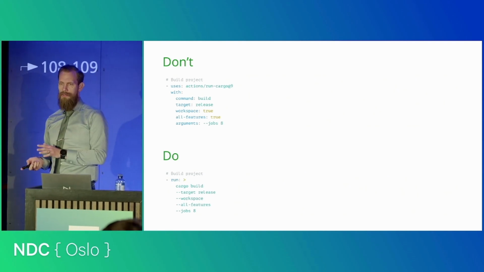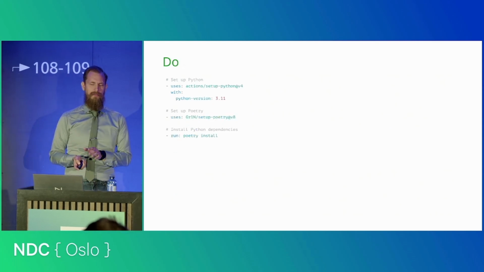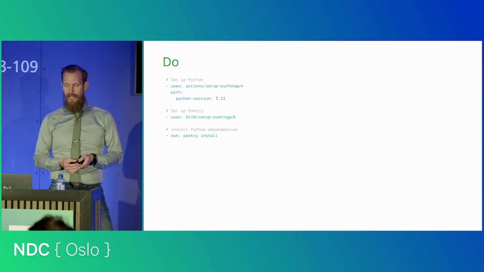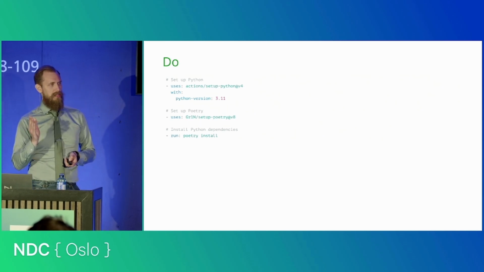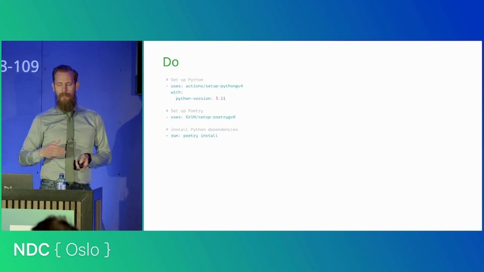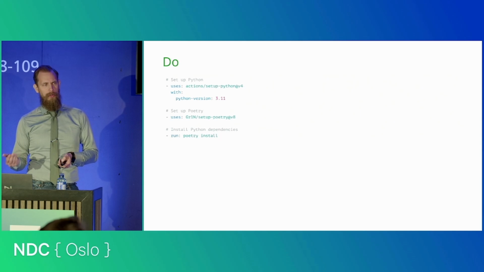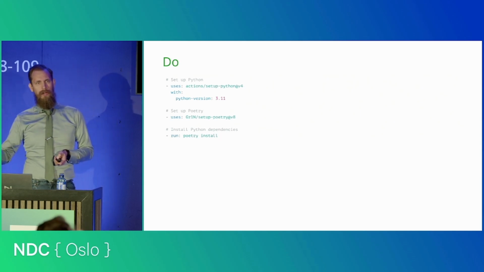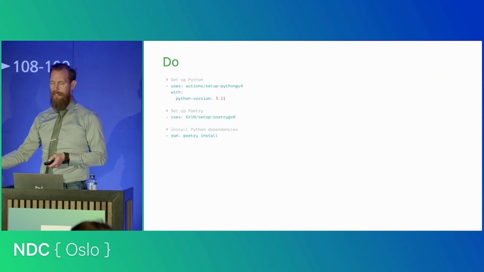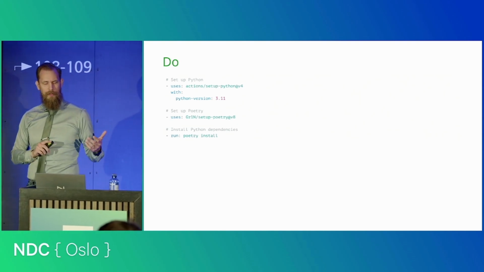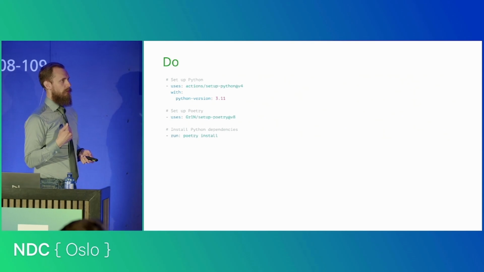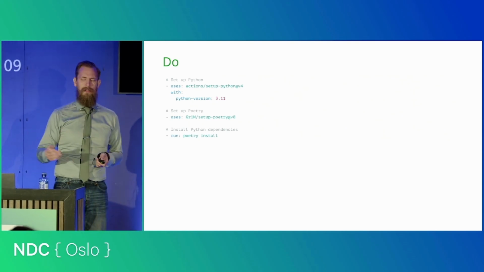I'm not saying don't use tasks. There are specific tasks like setup tasks. In this example, here's a setup task for Python, which installs the desired version of Python. And then we use a task to set up Poetry, which is a build tool for Python. But then we run the actual command line tool instead of using a task for running it. So use tasks for setting up stuff, for complex stuff. But if you're just going to run a command, just run the command.